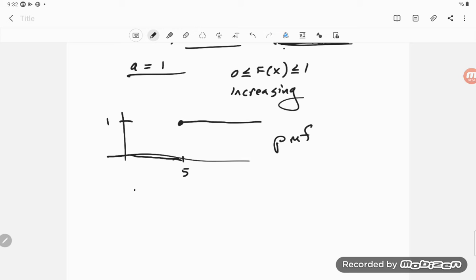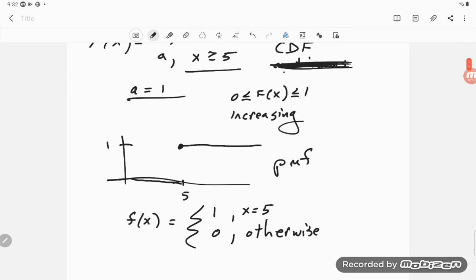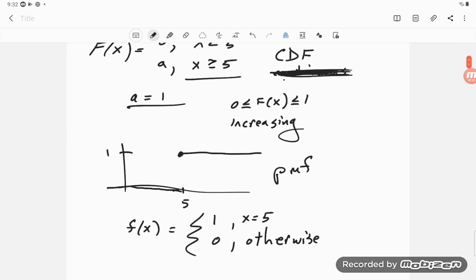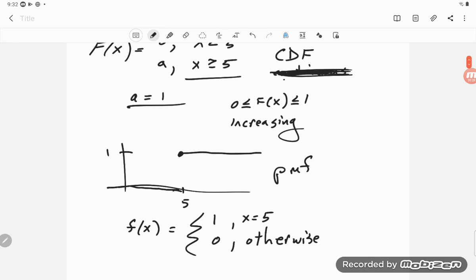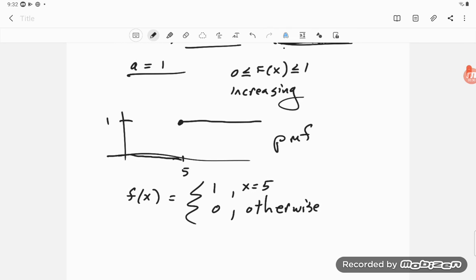And so our PMF, little f of x, or p of x if you wish, is equal to 1 if x equals 5 and 0 otherwise. Okay, so it's a discrete probability distribution, and we just have that. f of x equals 1 when x equals 5.